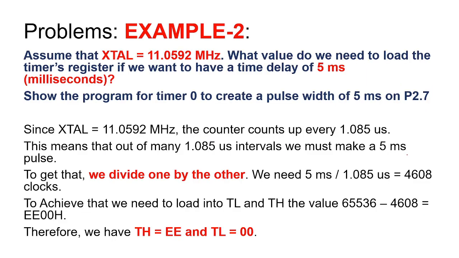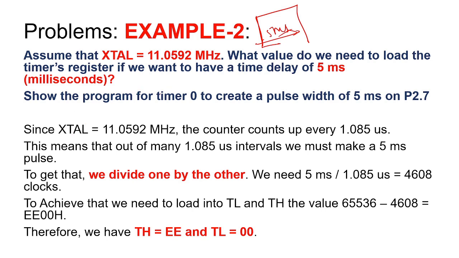Okay, so now we will see the next program, with just a small variation. What value do we need to load in the timer register if you want to have a time delay of 5 milliseconds? In the previous program the frequency was given, but here I am giving 5 milliseconds. That means you are saying that your period, that is on or off, has a delay of 5 milliseconds.